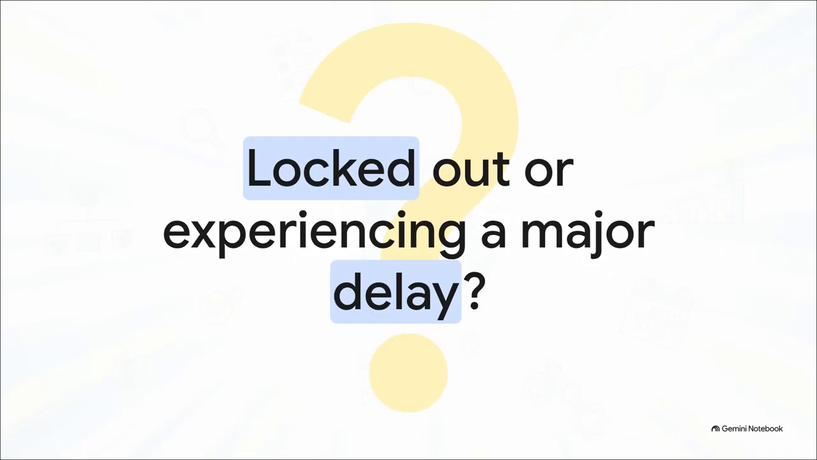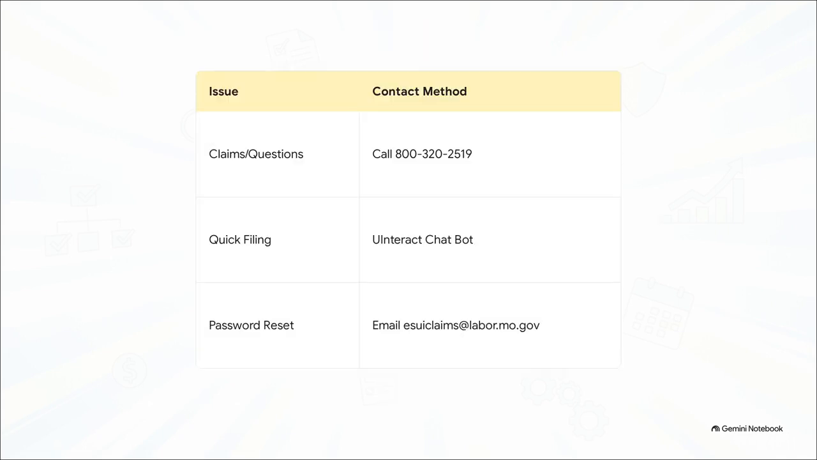We know it is incredibly frustrating to be locked out when you desperately need to file your weekly request, or to see your claim stalled for weeks with 0 updates. If you find yourself staring at an error message or a totally frozen status bar, take a deep breath. Validation and, more importantly, help are on the way. Consider this your lifeline. If you have specific claims questions or problems, you'll need to call the Regional Claims Center at 800-320-2519 between 8 a.m. and 5 p.m. Central Time, Monday through Friday.